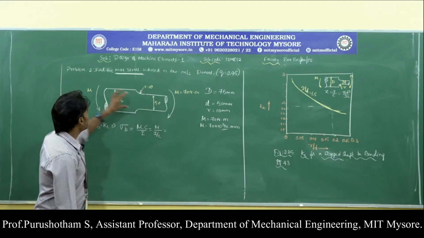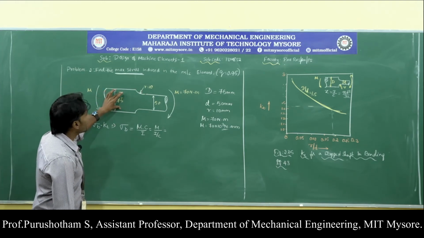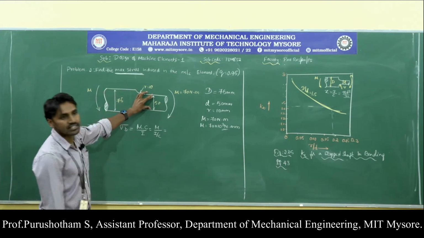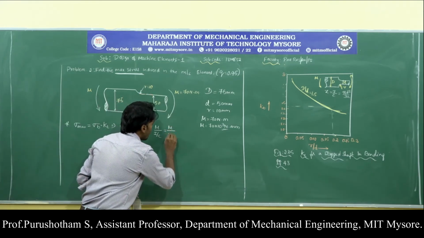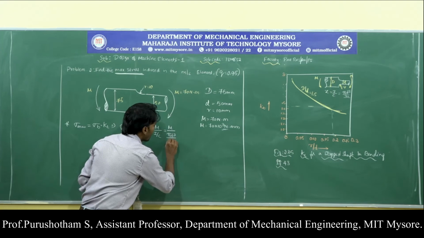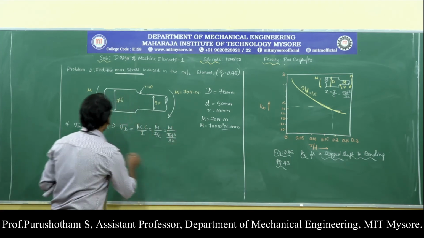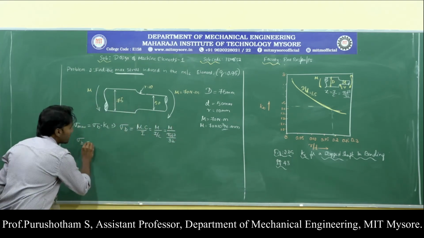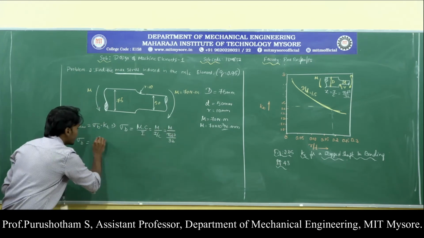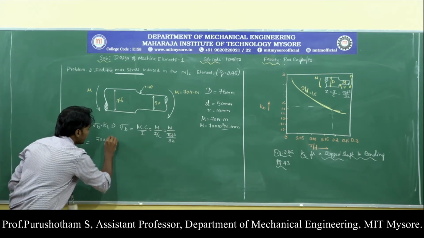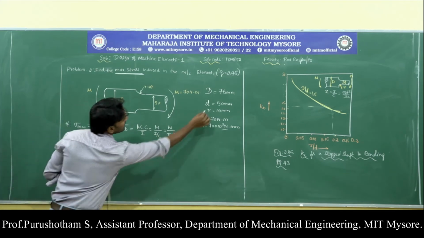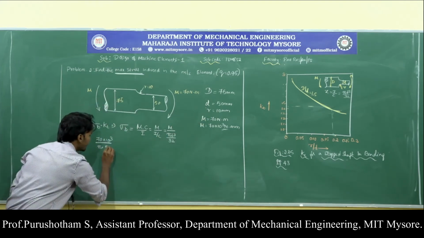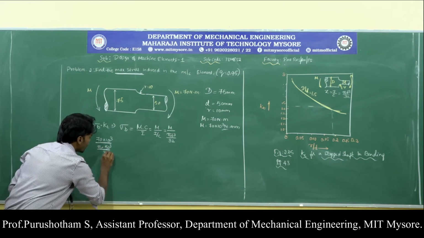We can't take the 75 mm as the d value, we have to take the small d, the critical section diameter, 50 as the d cube value. So sigma b equals M by pi d cube by 32. I am going to substitute this value: M is 70 into 10 power 3, then pi, small d value is 50 mm, that is 50 cube by 32.